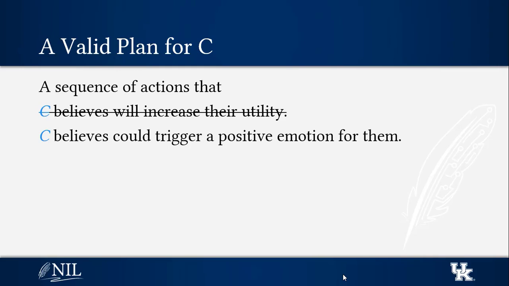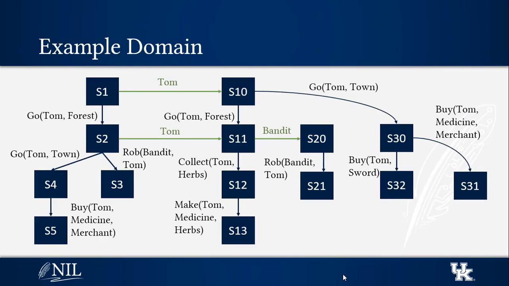A plan is considered valid for a character as long as they believe that that plan could trigger a positive emotion for them, even though it may not necessarily increase their utility. This is a part of the state space of the example story. In the next slides, I'm going to break it down to focus on certain parts of the state space.